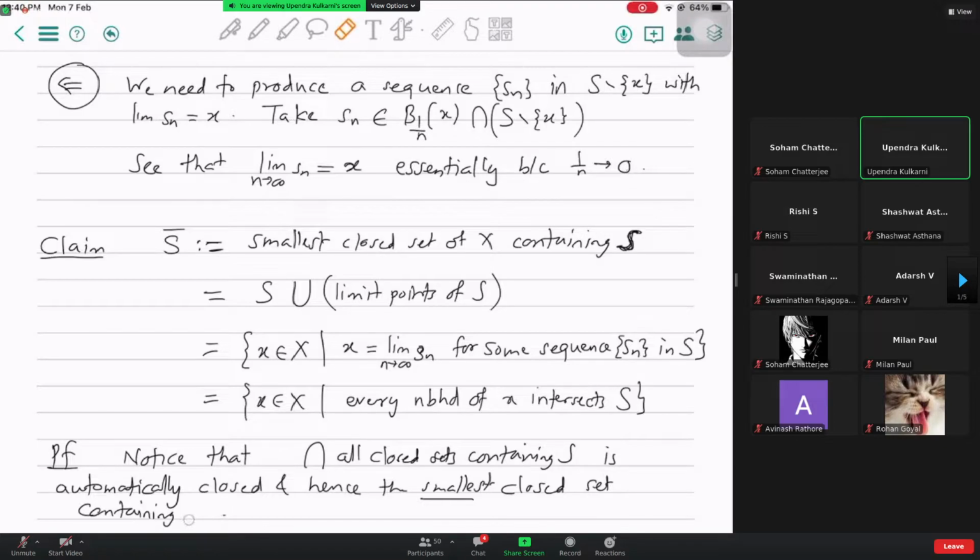Sorry. Okay, so I hope I have answered this question. What does it mean? So I should really put that in quotation marks. Smallest closed set, right? And this is the answer. So I put a star over here. That is the answer. Okay, any other question?